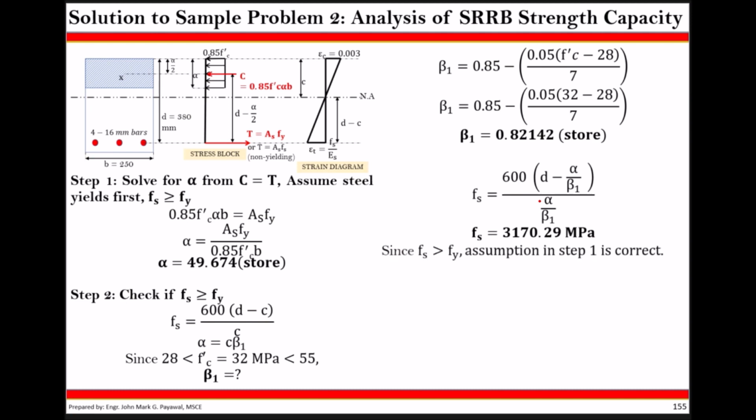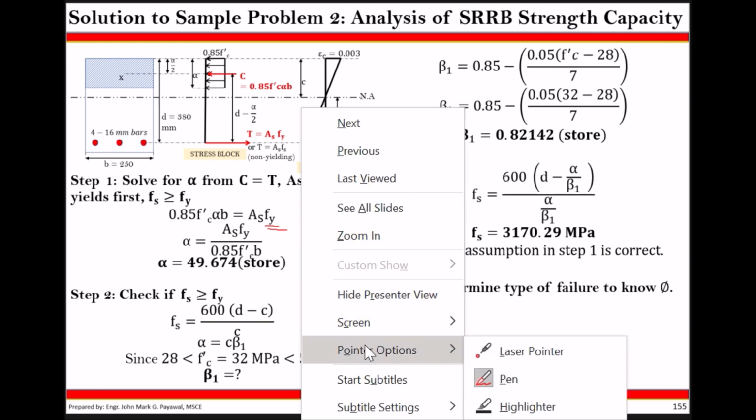Since Fs is greater than F sub Y, the assumption in step 1 is correct. We can accept alpha, and so we can go to step number 3. Dito sa step 1 and step 2, it is done because you want to make sure if your equation here is correct or not. Kapag ginamit mo yung Fy, dapat sigurado ka na yielding siya. Malalaman mo lang na yielding siya kapag Fs is greater than Fy.